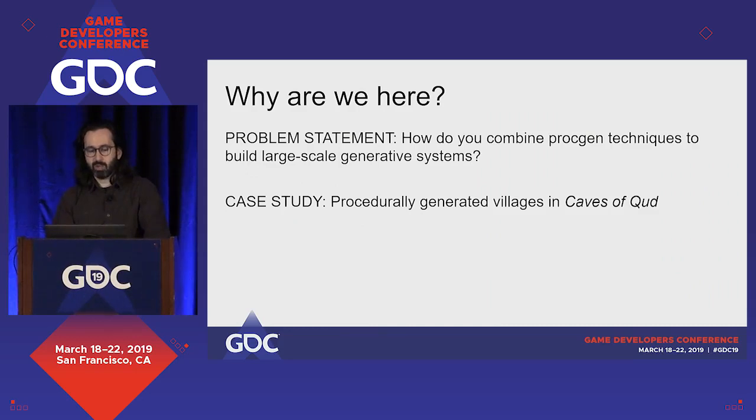So again, we have this problem statement. How do you combine proc-gen techniques to build large-scale generative systems? We're going to walk you through a little case study here today for how we procedurally generated this large-scale output, whole villages in Caves of Cud. And where we can, we'll try to generalize it into some wisdom. But for the most part, we're just going to be walking you through the system, and you can experience that and take notes and see how you might apply it to your own generative systems.